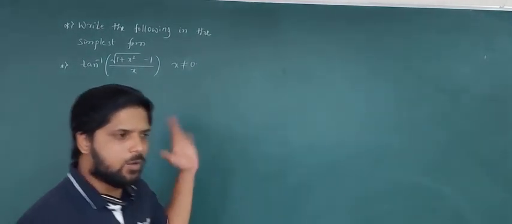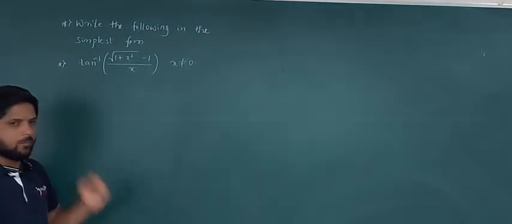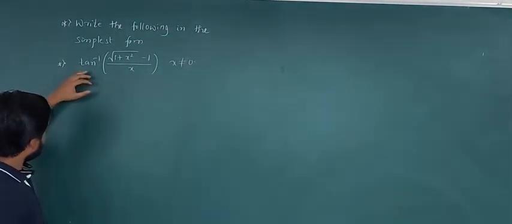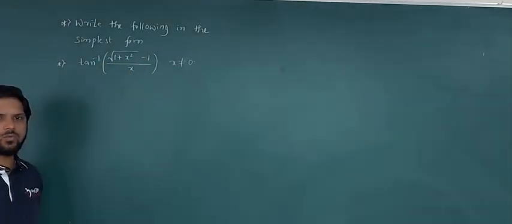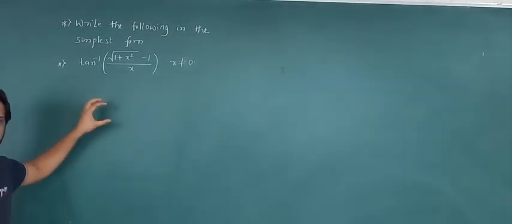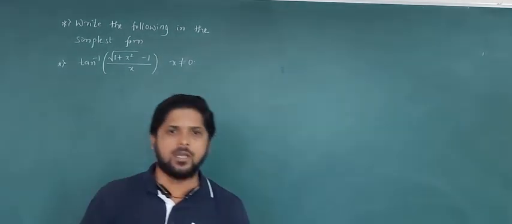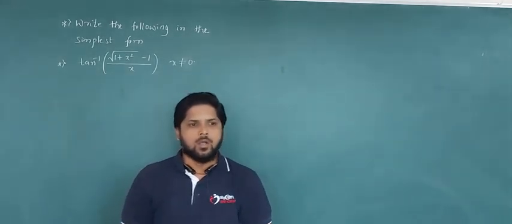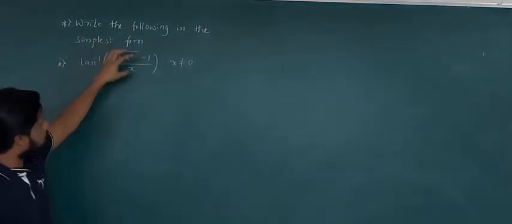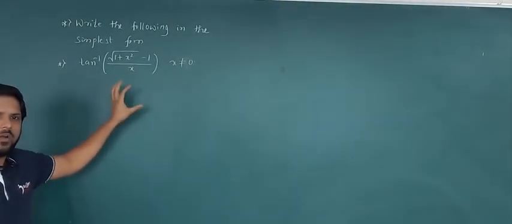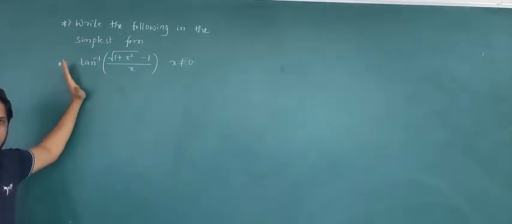Today we will continue the inverse trigonometric topic, again the simplest form problems only. So consider a problem: tan inverse of square root of 1 plus x square minus 1, divided by x. Now we have to convert this example into simplest form as we did yesterday. Here, inside the bracket, the function is square root of 1 plus x square minus 1 divided by x. We have to convert this function in terms of tan theta, because outside the bracket we have the tan inverse function.